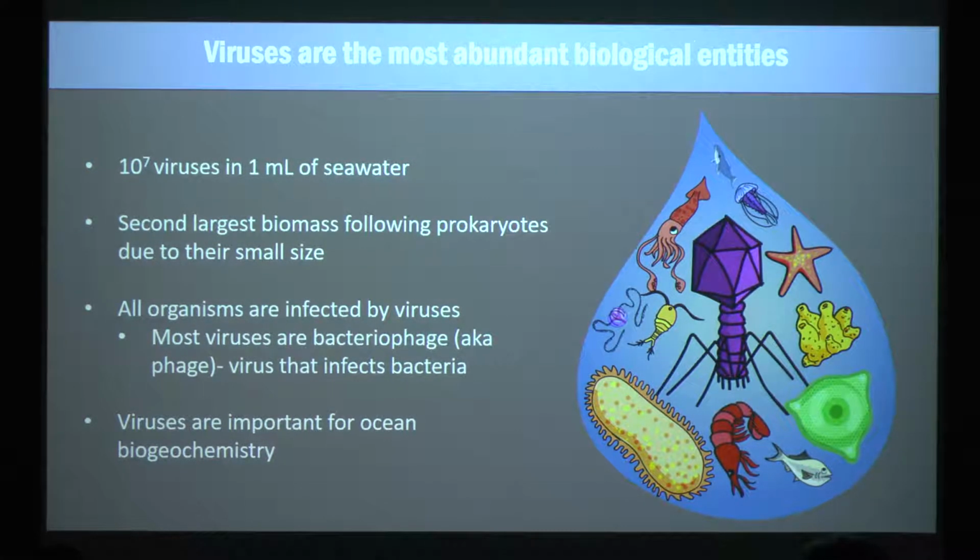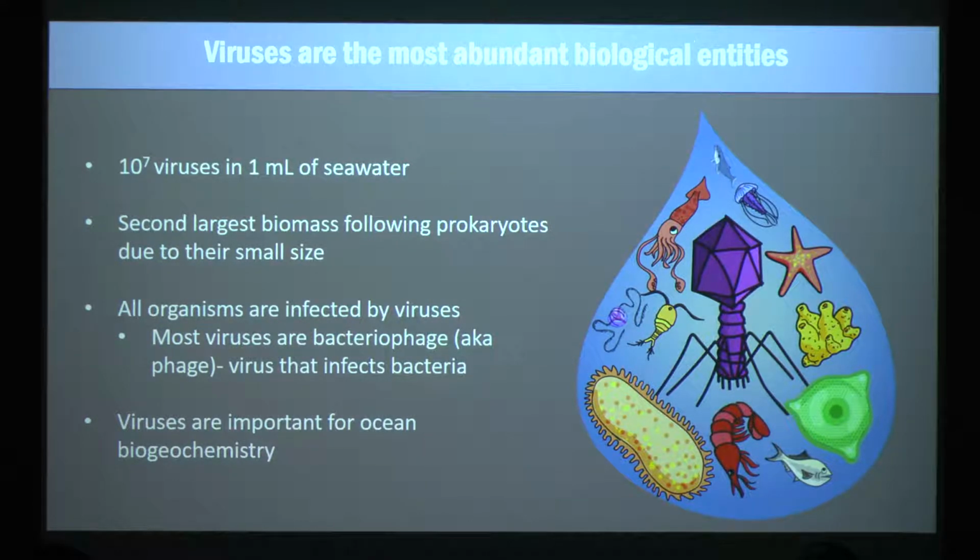So as I'm sure you heard in Natalia's talk earlier this morning, viruses are the most abundant biological entities on Earth. And even though they are really small, they still make up the second largest biomass in the oceans following bacteria. Because of their high diversity and their high abundance, it's pretty much assumed that all organisms have a virus that infects it. Since the most abundant living organism are bacteria, most of these infect bacteria, and we call those bacteriophage, or just phage for short.